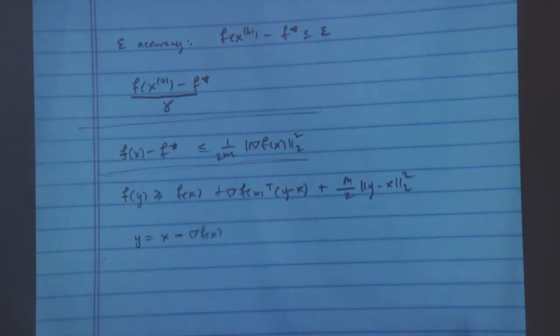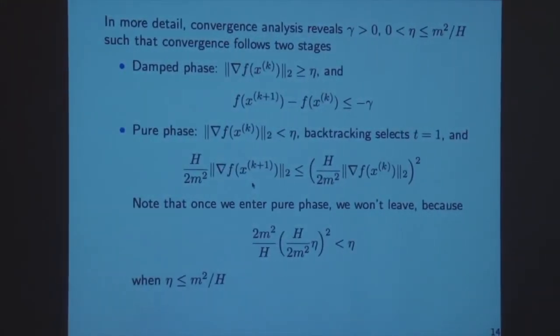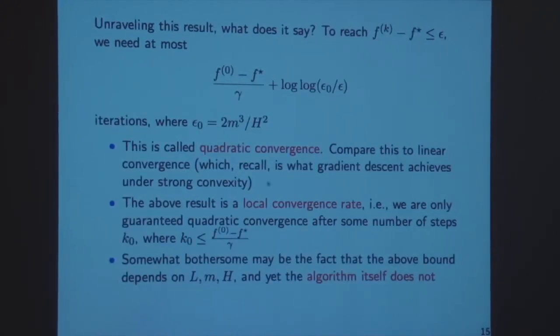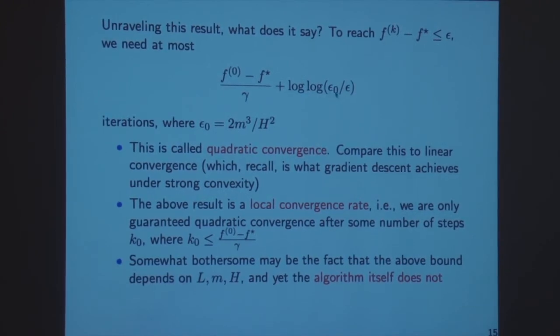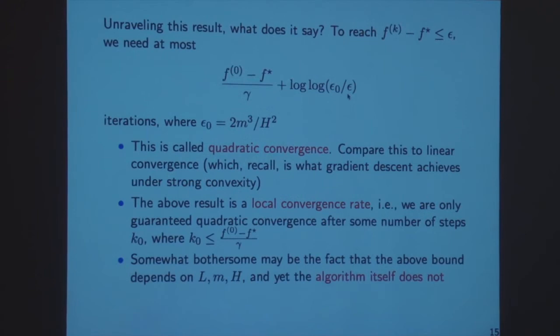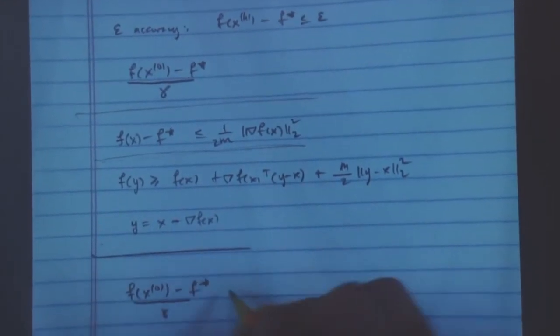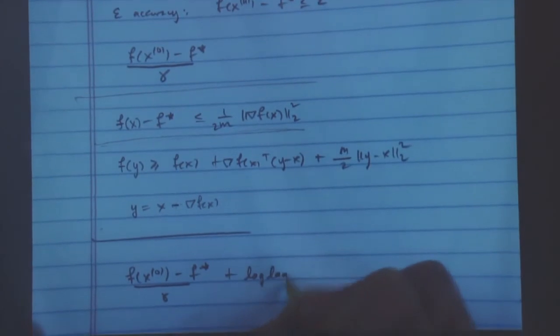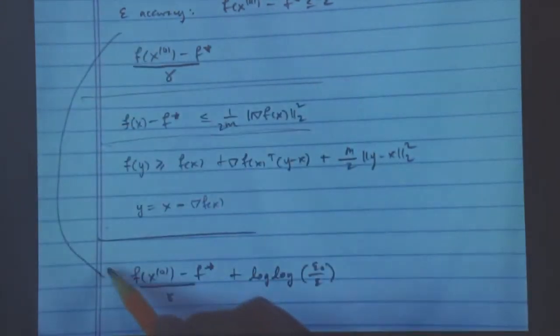And so what we do when we apply it here is it tells us that the distance that f is away from optimum can be bounded by the gradient of f at our current iterate. And when we unravel that, it looks like log of some constant epsilon naught over epsilon. And so this quantity here that I've written down is the bound on the number of iterations required to get epsilon level accuracy.